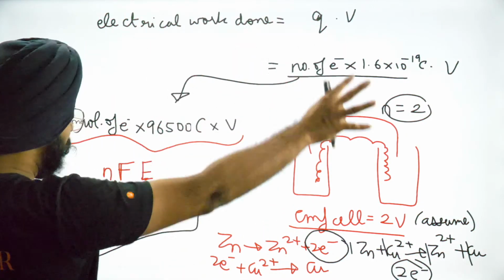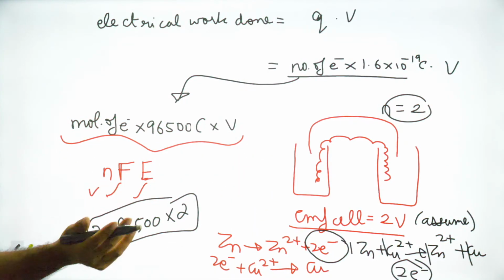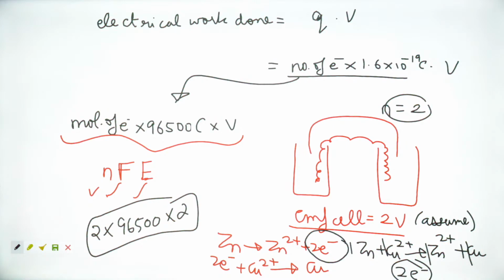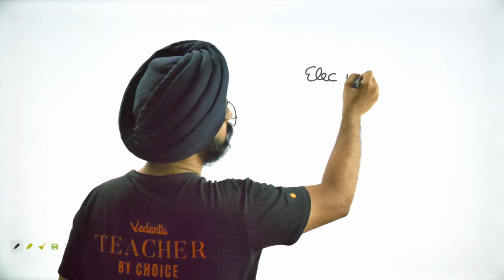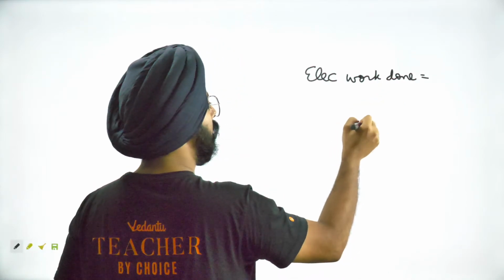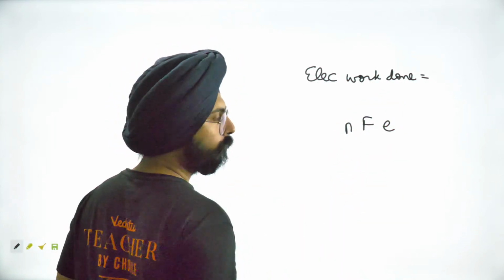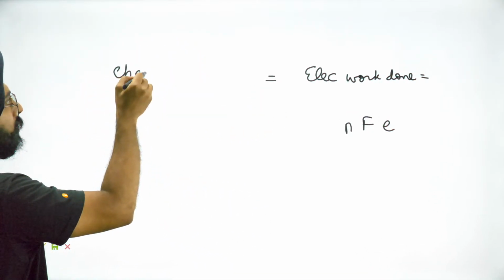Now I'm going to erase everything from here. If you need more time on this page, I will request you to pause the video. Okay, so here I have that the electrical work done is equal to N into F into E, and this is equal to change in Gibbs energy.